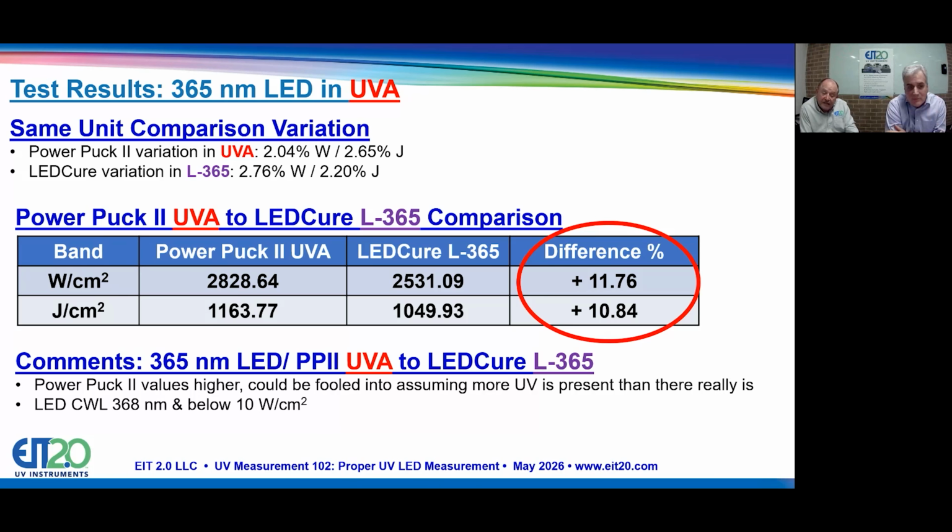The thing to keep in mind here is we were below the 10 watts, so we didn't lose any data because I had a 20 watt LED. It was great conditions here, but in this particular case, you could be fooled into assuming that there's more UV present than there really is. And again, this 365 LED was centered right at 368.